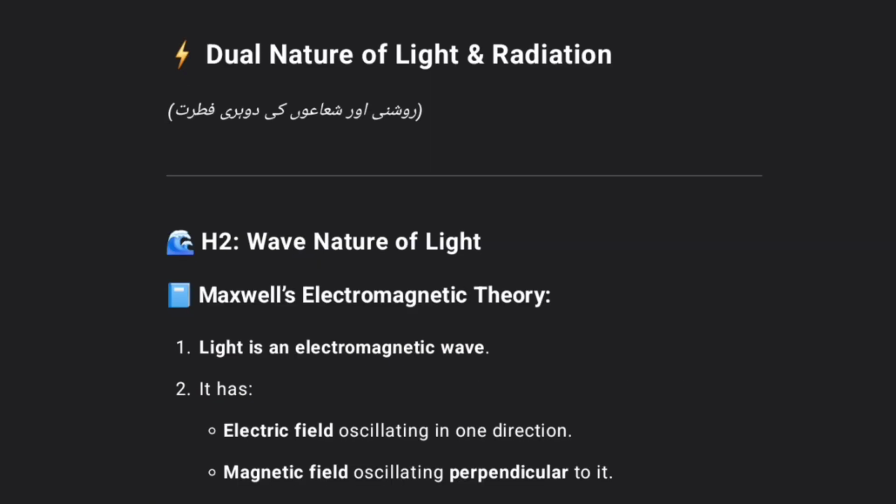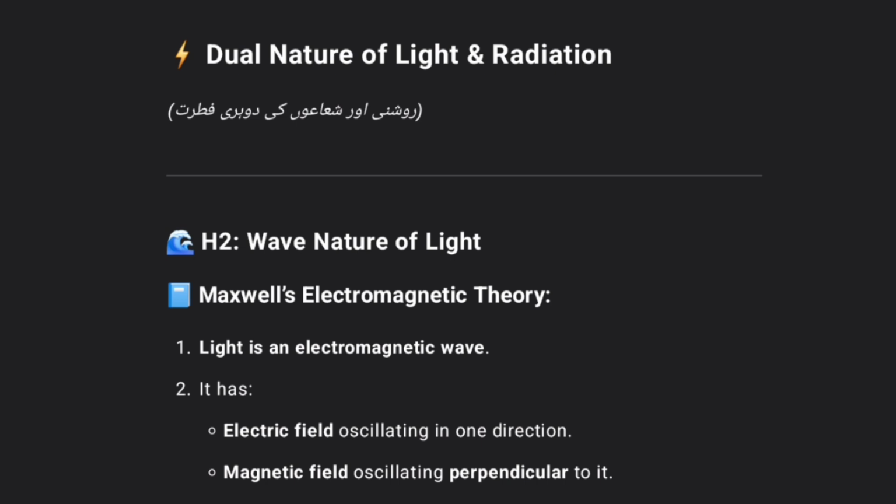The dual nature of light. Wave nature of light. Maxwell's electromagnetic theory: 1. Light is an electromagnetic wave. 2. It has an electric field oscillating in one direction, and a magnetic field oscillating perpendicular to it. Both fields are perpendicular to the direction of propagation.